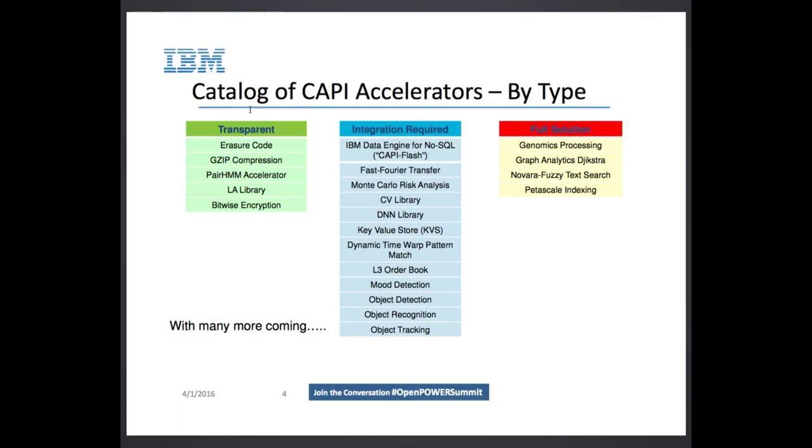Then we have our full solutions, things like genomics processing from Edico. And Edico's, you can buy genomic processing systems on the Power platform from them today. DRC and their graph analytics. You can see DRC and talk to them at the Xilinx booth right around the corner. And they have some fuzzy text searching and petascale analytics.